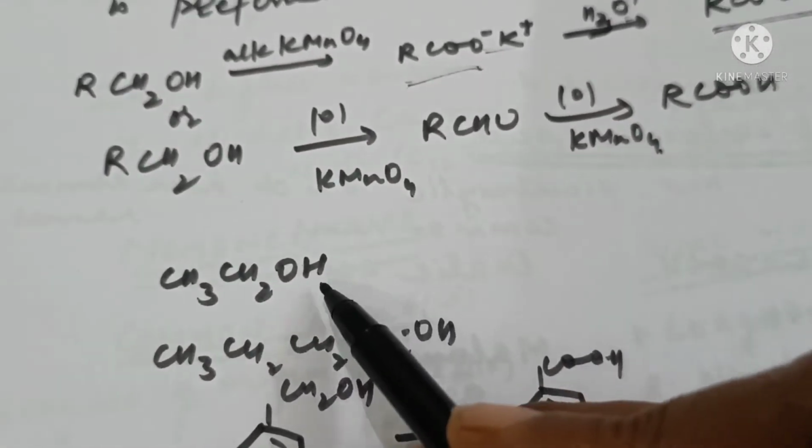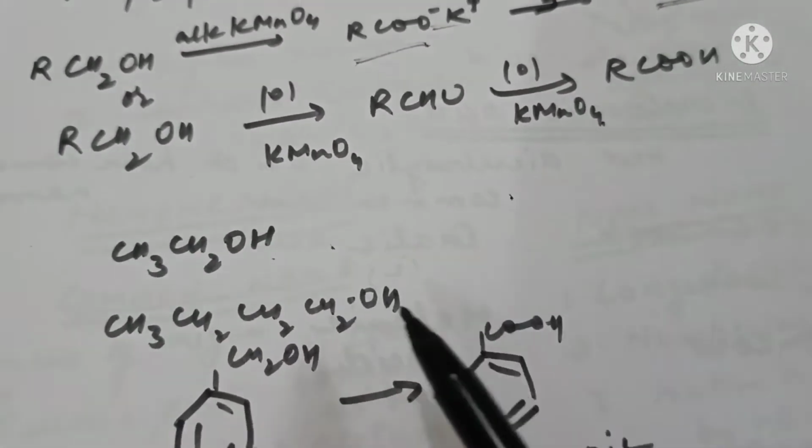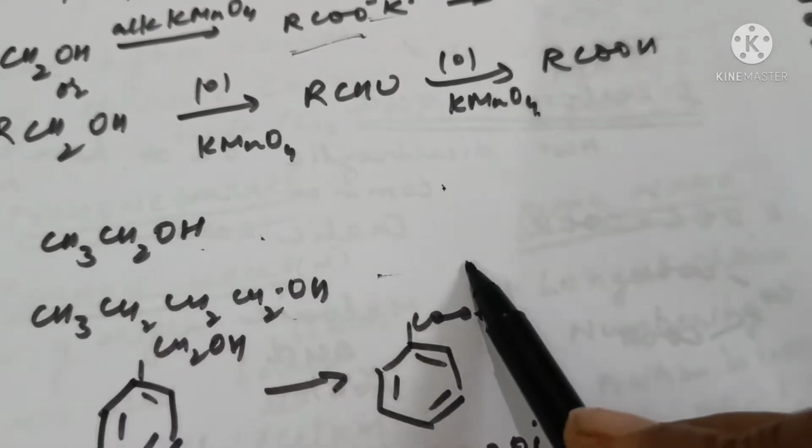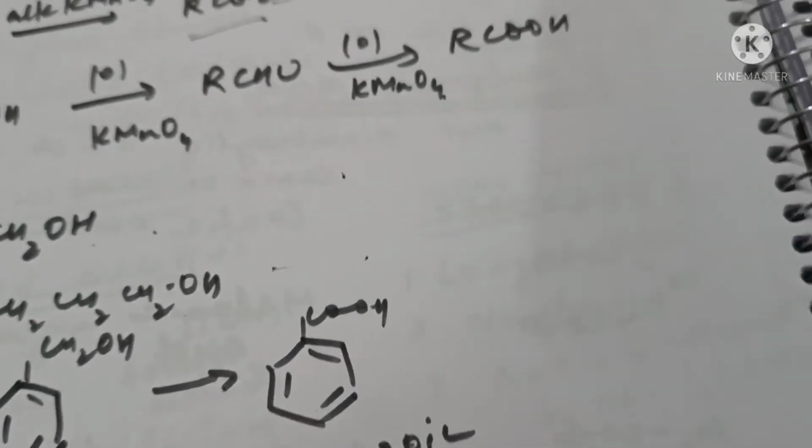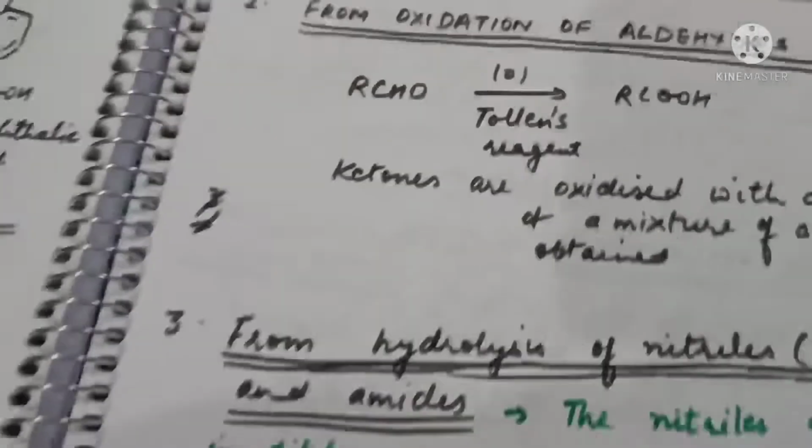For example, ethanol will be converted to ethanoic acid, butanol will be converted to butanoic acid, and benzyl alcohol will be converted to benzoic acid.